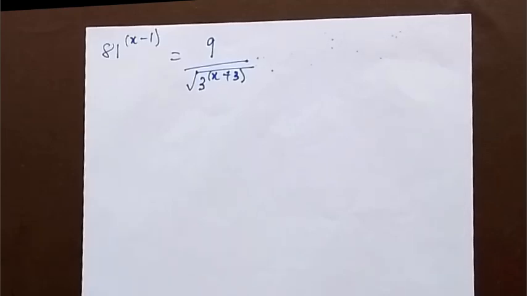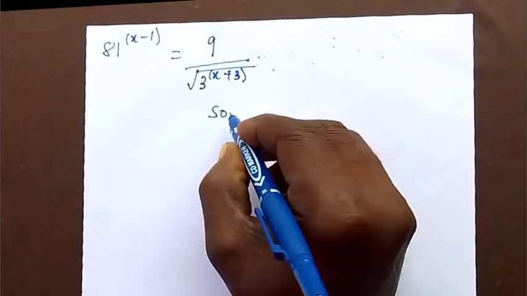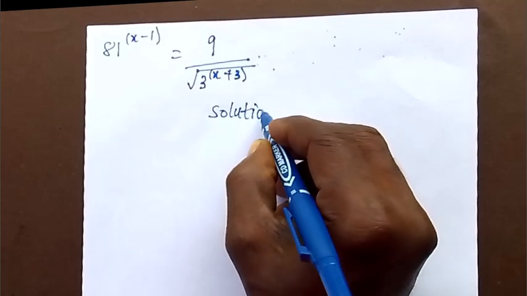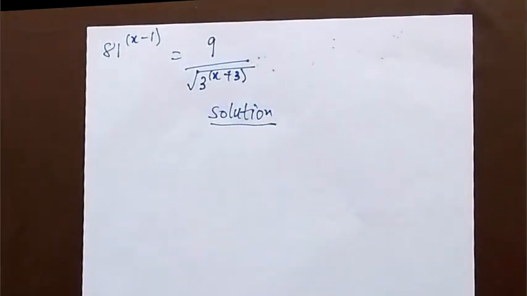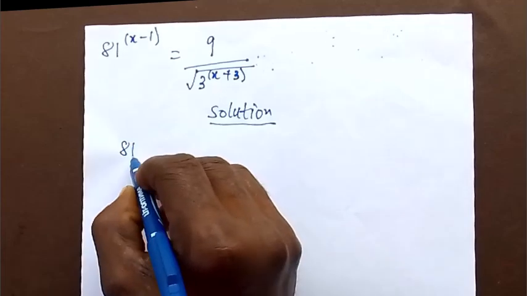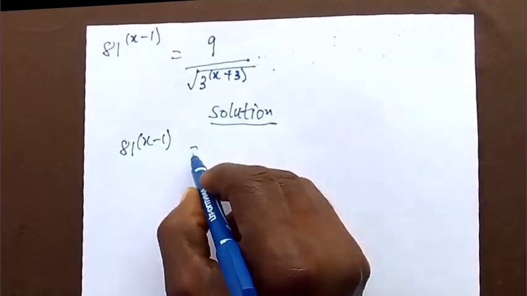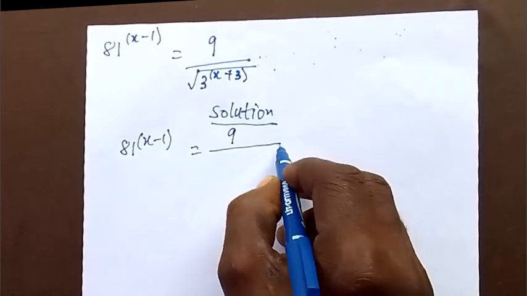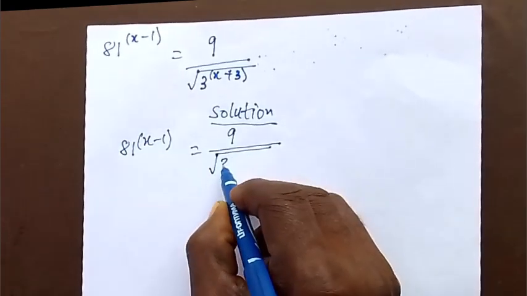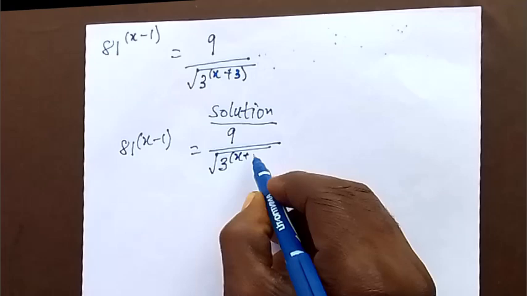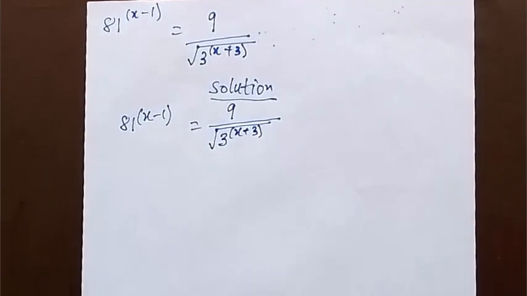We have a question on indices. 81 raised to the power x minus 1 equals 9 all over the root of 3 raised to the power x plus 3. Let's jump straight into it. Given 81^(x-1) equals 9 all over the root of 3^(x+3), all in a root.